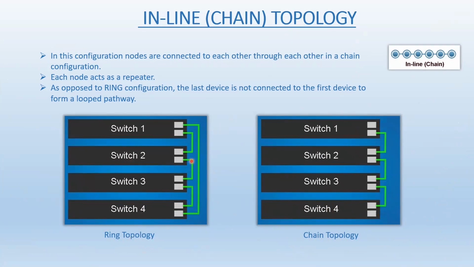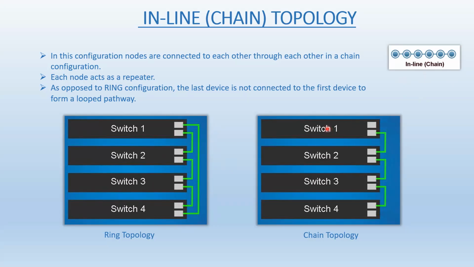These 4 switches are connected in the ring topology. See that? Here, and then it goes here and here. So it's like in a circle. These are connected in a circle type of topology, which would be ring topology. And these would be inline or chain topology.